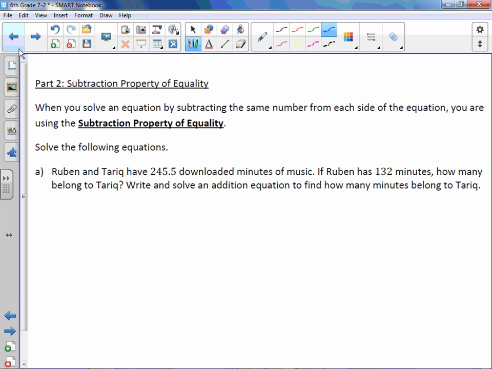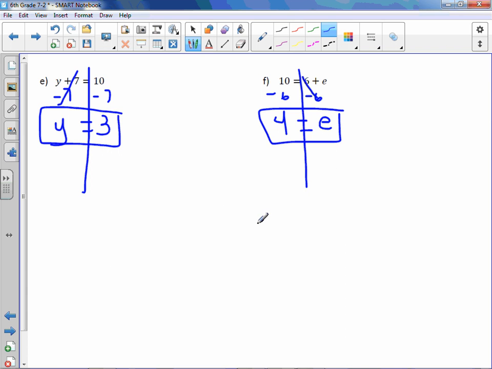Now, when you're solving equations and you have to show your work, this is the work we need to see. Okay? So don't put minus 7 on one side and not the other. Make sure you show it on both. And then make sure you have your solution. This will become very crucial when we start solving two-step equations.